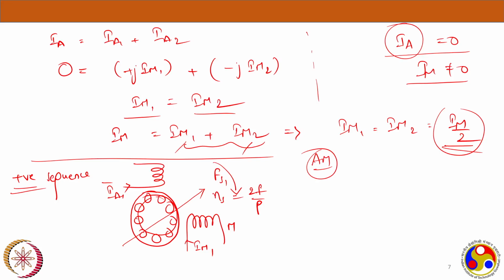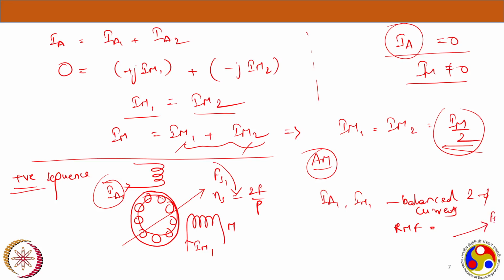Because these two are individually balanced, IA1 and IM1, these are balanced two-phase currents. RMF is produced. This is FS1, and the direction would be from leading to lagging, which is from A to M. That is the clockwise direction we have got.